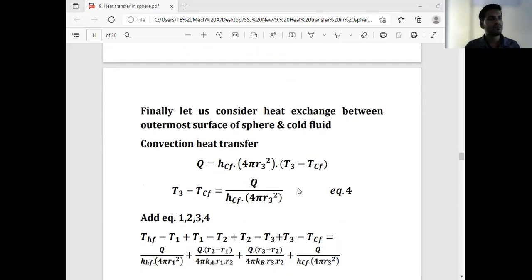Okay, and for the outer there is a cold fluid. If fluid is there, then convection is there. So what is the equation for the convection? Q is equal to HA into delta T. So similarly we have to write down the equation for the cold fluid. Q is equal to, what is the heat transfer coefficient for the cold fluid? Q is equal to HCF into what is the area, outer area. Radius is R3. So 4 pi R3 square. What is the temperature difference? T3 minus TCF.